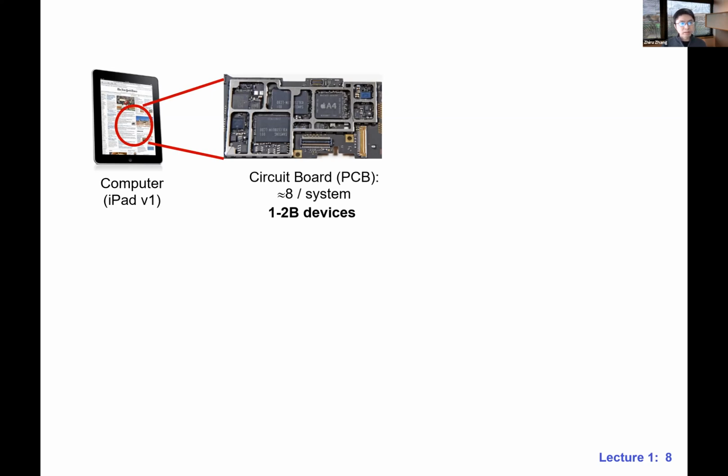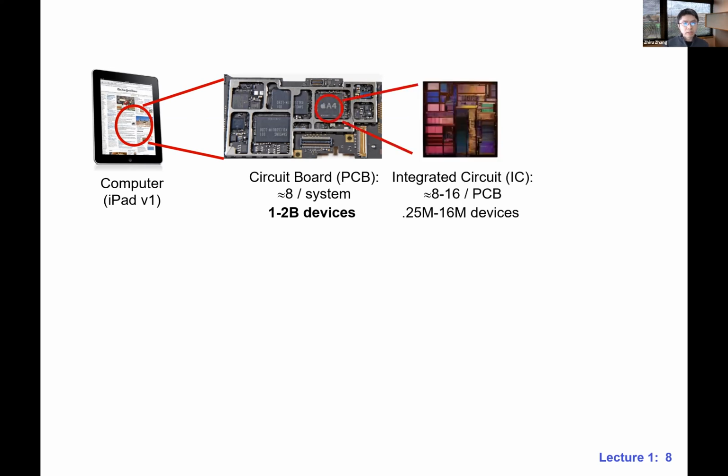If you look at what's going on under the hood, usually you'll find the so-called PCB, printed circuit board. And on this PCB, there are many subsystems. We call the subsystems chips. These are the chips. We usually call them IC, or integrated circuit.